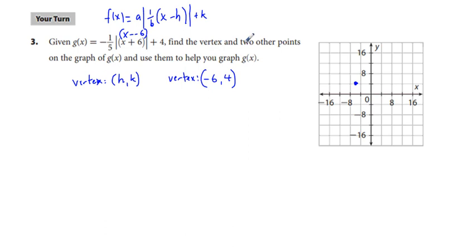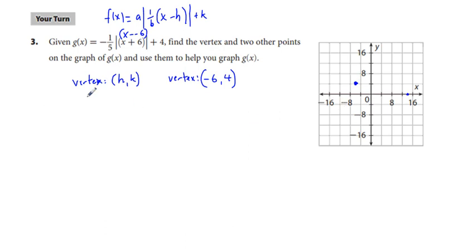And that's the vertex. And two other points. Well, we can use other points if we want to. If we say we have this negative 1/5, I know what it's going to do. It's going to go down 1 over 5. So if we go down here 1 and over 5, down 1 over 1, 2, 3, 4, 5, that's what the thing is going to look like. It's going to go like that. Or we can pick out other points.